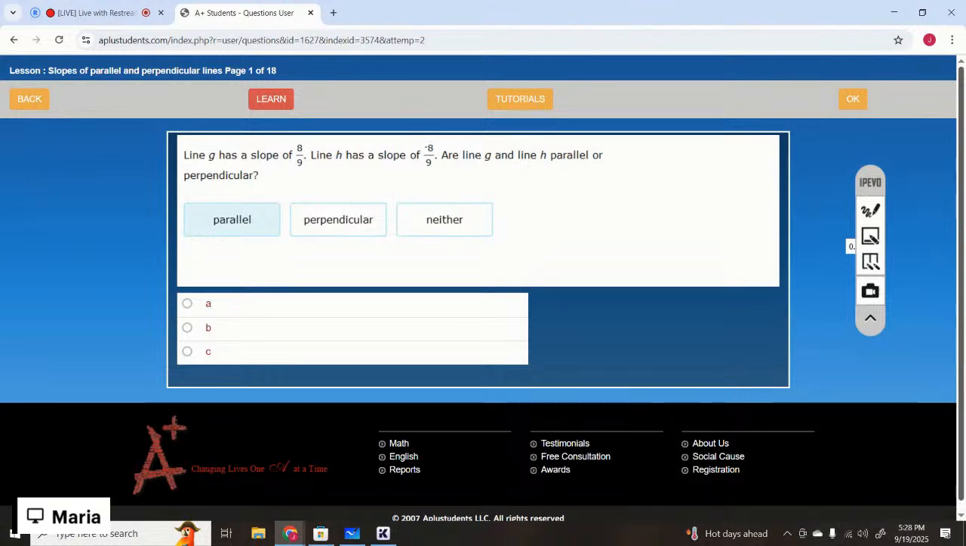Line G has a slope of 8 over 9 and line H has a slope of 8 over 9. Are lines G and H parallel or perpendicular? The lines are neither parallel nor perpendicular. The correct option is neither. Option C is the correct option.